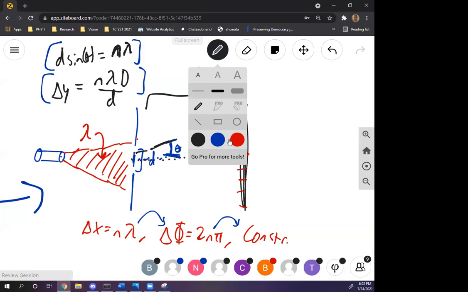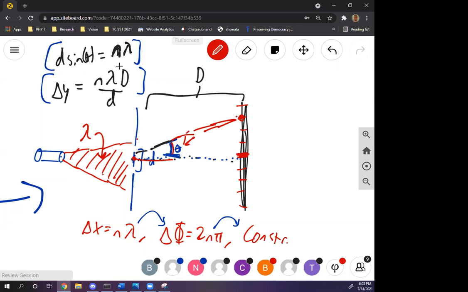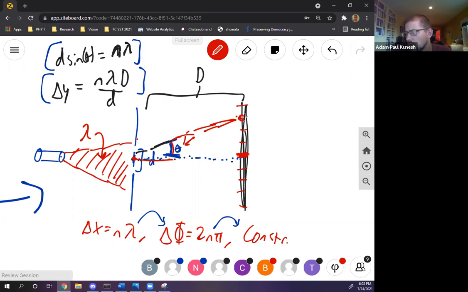Wait, could you explain what theta is again? Yeah, sure. So theta is this angle. It's the angle between a line extending out from the center of the two slits to the wall, the central bright fringe on the wall, and a line that points out toward a bright spot. So it's the angle between a line that points from the center to the wall and a line that points from the center to a bright spot. Yep, that's right.